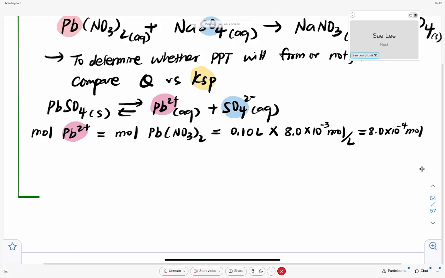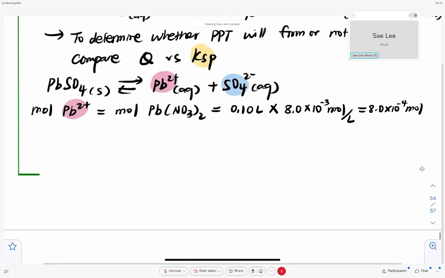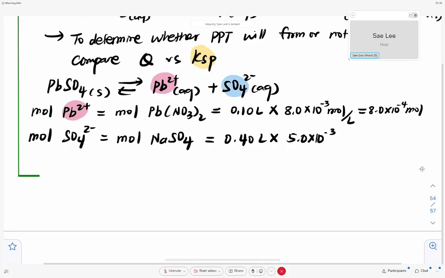So whatever the amount of mole of sodium sulfate you have in the system is going to be the mole for the sulfate ion. So the number of moles for the sulfate ion is the mole for the sodium sulfate salt, which equals 0.4 liter times molarity 5.0 times 10 to the negative 3 mole per liter, which equals 2.0 times 10 to the negative 3 mole.